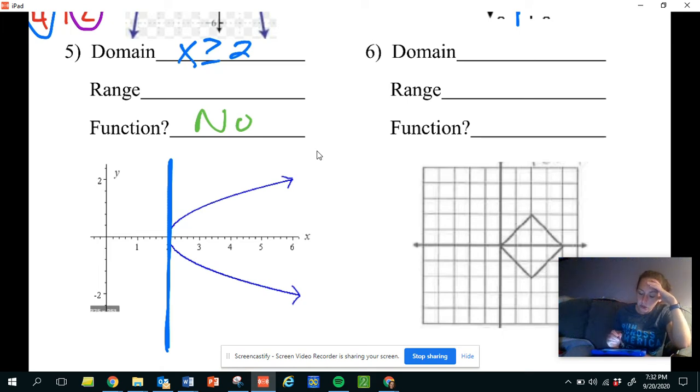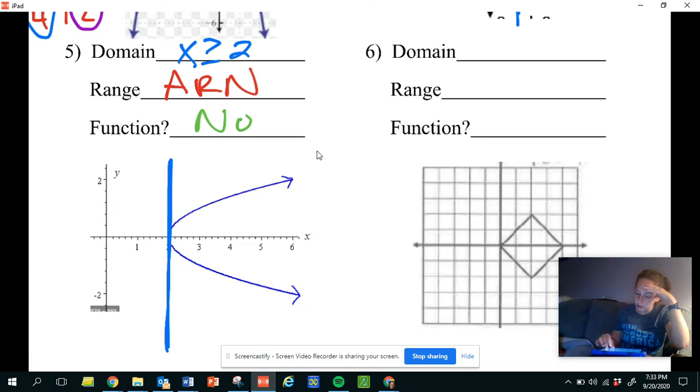For my range, it goes up forever and down forever. So my range is going to be all real numbers because there is no upper or lower boundary. When there's not a boundary, all real numbers.